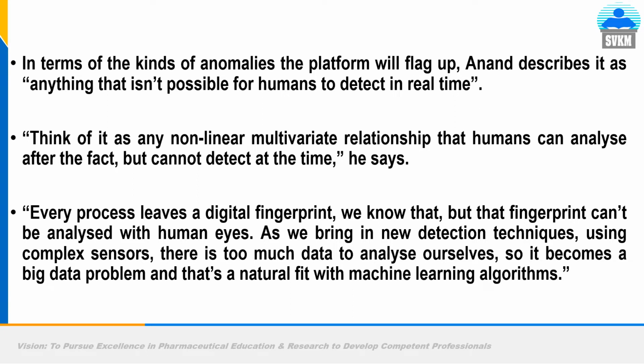Every process leaves a digital fingerprint. We know that, but that fingerprint cannot be analyzed with human eyes. Repeatedly I am saying AI will give you an extra lens, which is not possible by normal human intelligence, because there are many features, many linear, collinear, hidden patterns, hidden interrelations between the data points, which can be easily overlooked or avoided unintentionally by human experts. So the company brings in new detection techniques using complex sensors. There is too much data to analyze ourselves, so it becomes a big data problem, and that's a natural fit with machine learning algorithms. Whenever there is a huge amount of data with multiple features, there is use of machine learning.